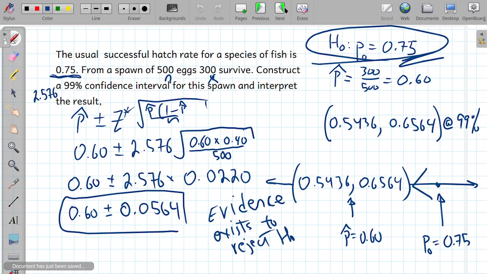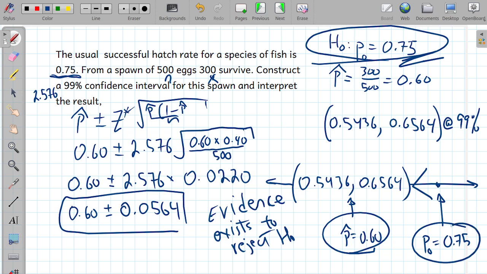And the one we just finished now, we have evidence exists to reject the H null result because our estimate, our estimate plus and minus the margin of error, excludes the hypothesized value. Okay, let's carry on here.